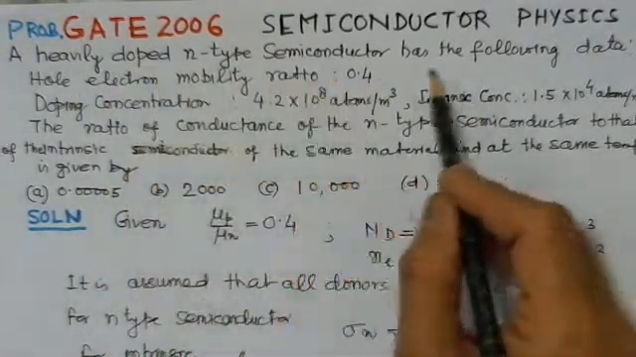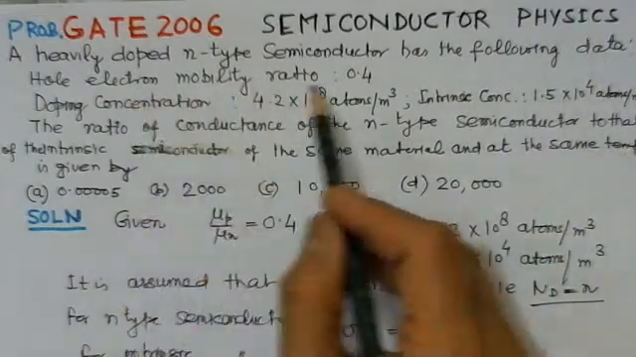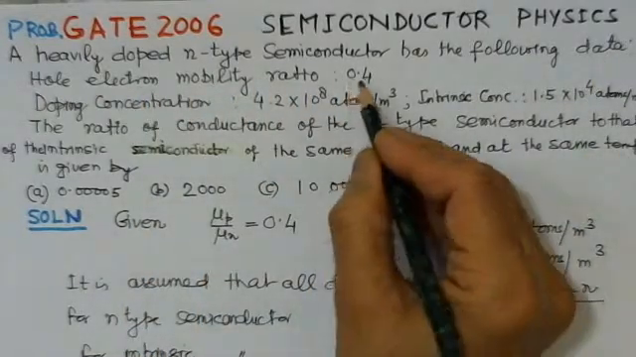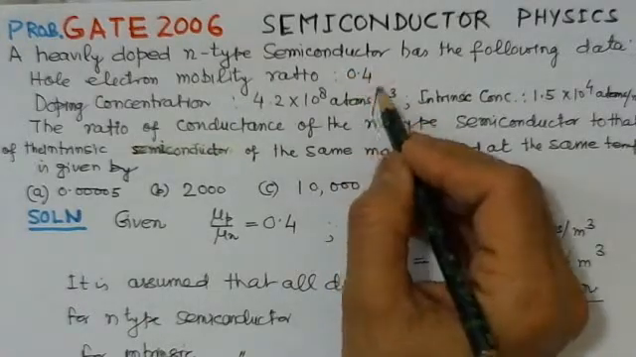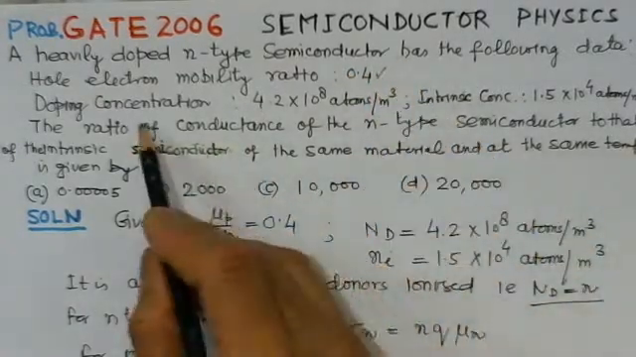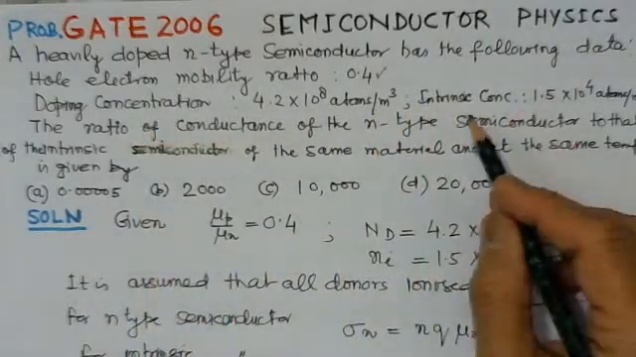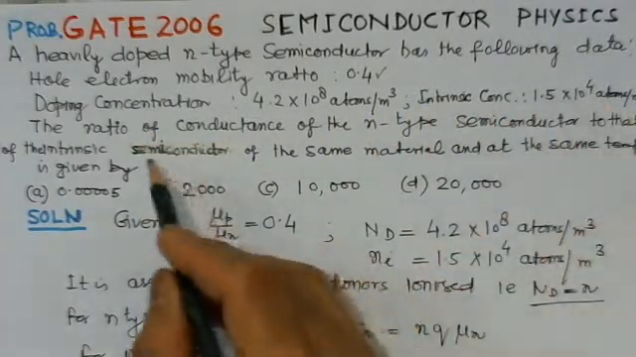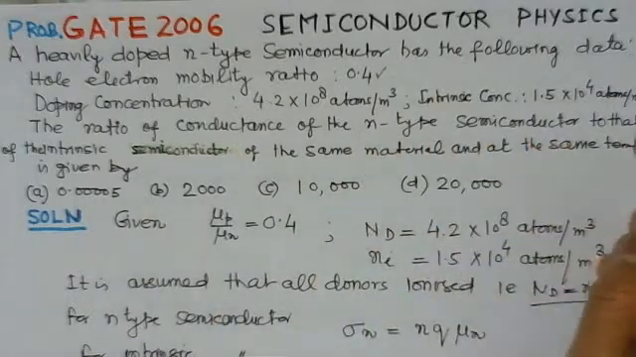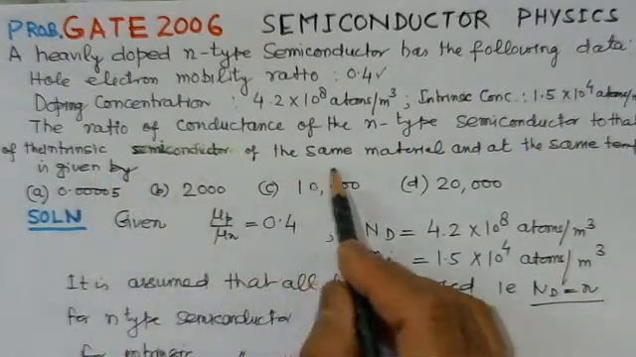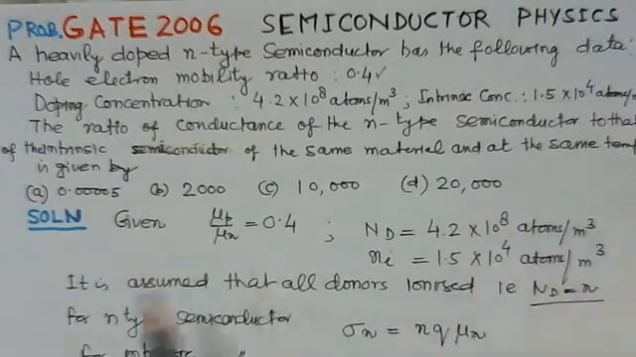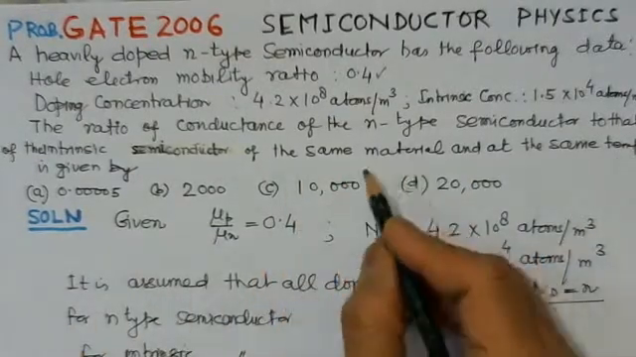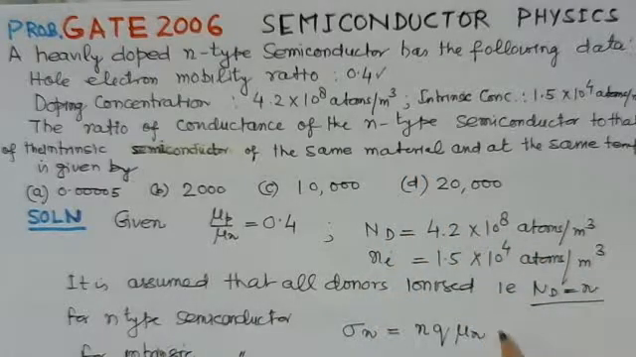A heavily doped n-type semiconductor has the following data. The ratio of hole mobility to electron mobility is 0.4. We know that mobility of electron is higher. The doping concentration is given here, and the intrinsic concentration is known to us. The ratio of the conductance of the n-type semiconductor to that of the intrinsic semiconductor of the same material and at this temperature is given by. We have to find the ratio of the conductances of the n-type and the intrinsic semiconductor.